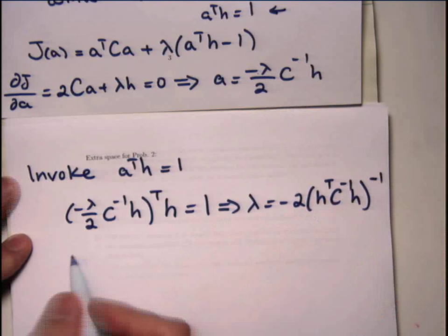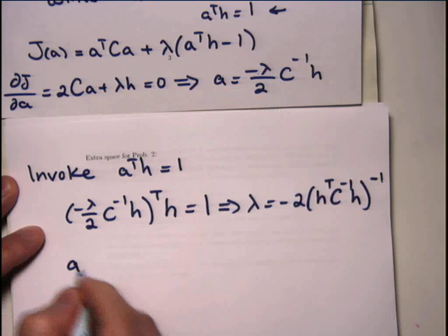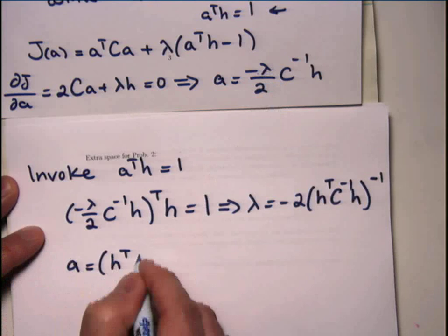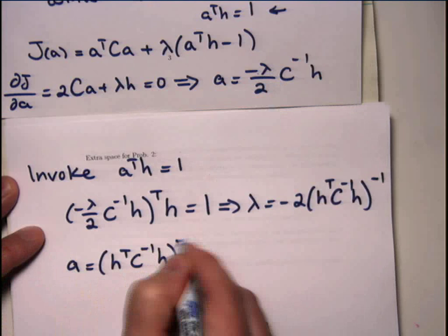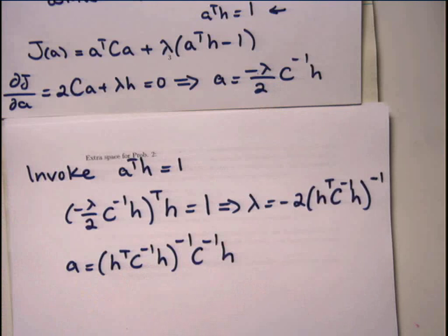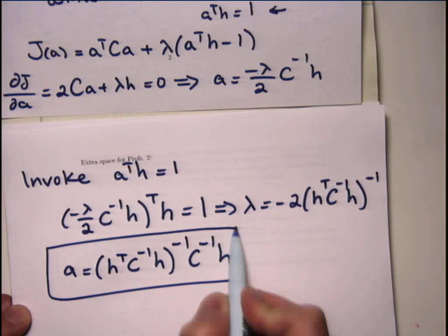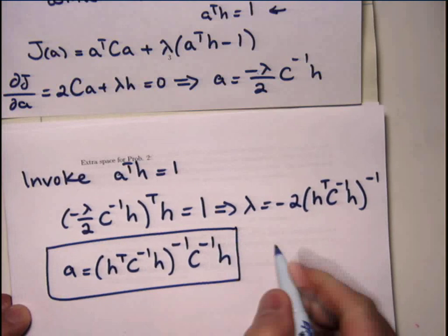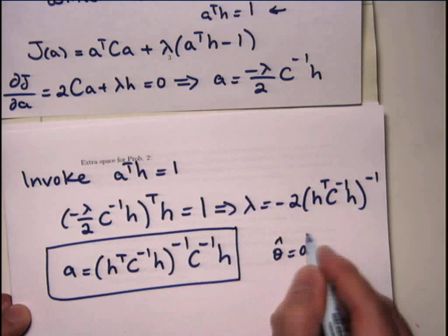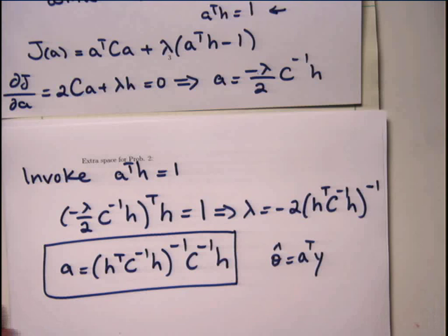Now this lambda can be placed back in here to give you what A is. So A is H transpose C inverse H inverse C inverse H. So that's how you find A. This is your answer. So with this A, the estimator theta hat equals A transpose Y is the unbiased minimum variance estimator for this problem.